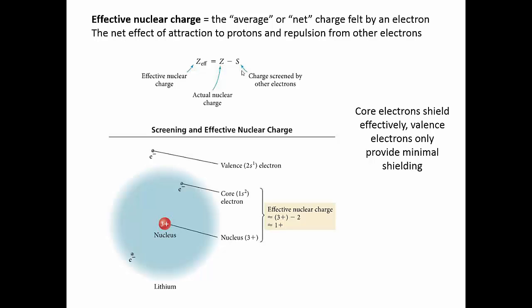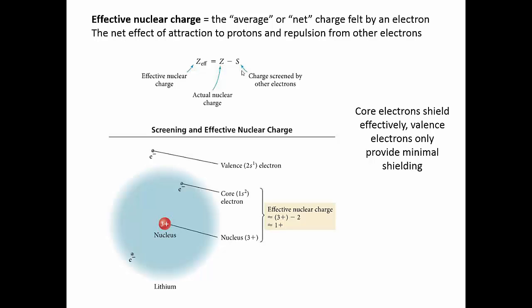So we're looking at the net effect of the amount of protons attracting that electron to the nucleus and the amount of other core electrons shielding or repelling that electron. Core electrons are the ones that do the effective shielding. Valence electrons, you'll see some shielding effect from valence electrons, but not really. We tend to ignore that.